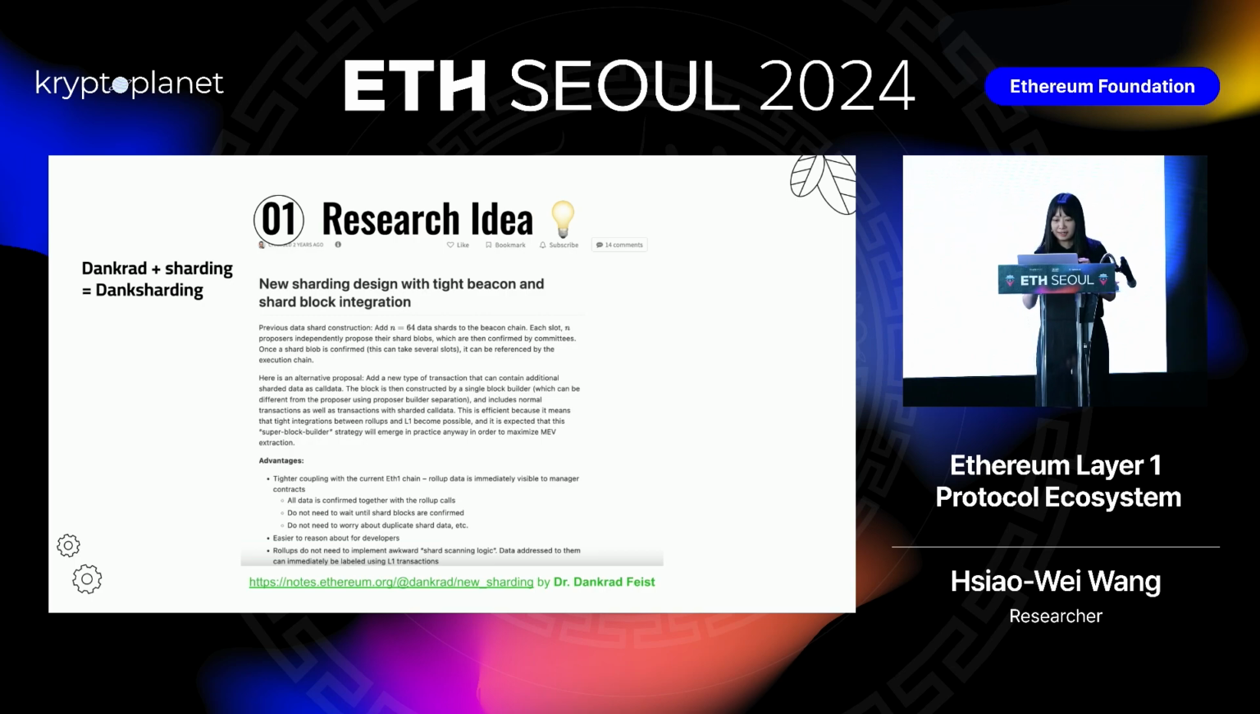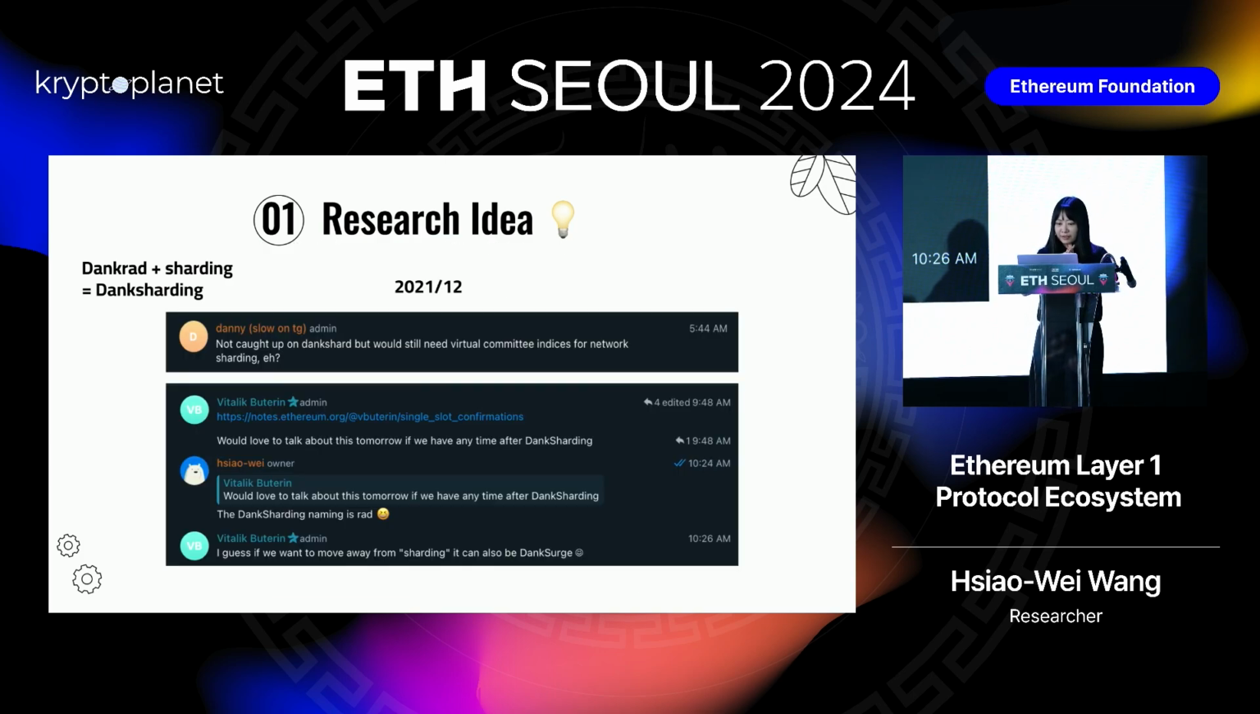So the design was originally more ambitious, and he had many design details in his original post. Then in 2021, Danny Ryan gave this protocol a name. Because it was created by Dankrad, we used the prefix of his name to call it Dankshard. And then later, Vitalik called it Danksharding. So that's the start of the Dank rules.